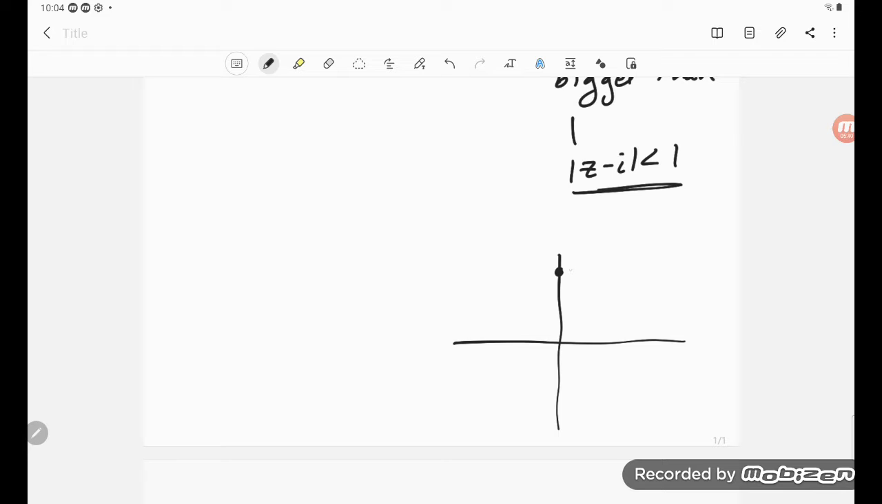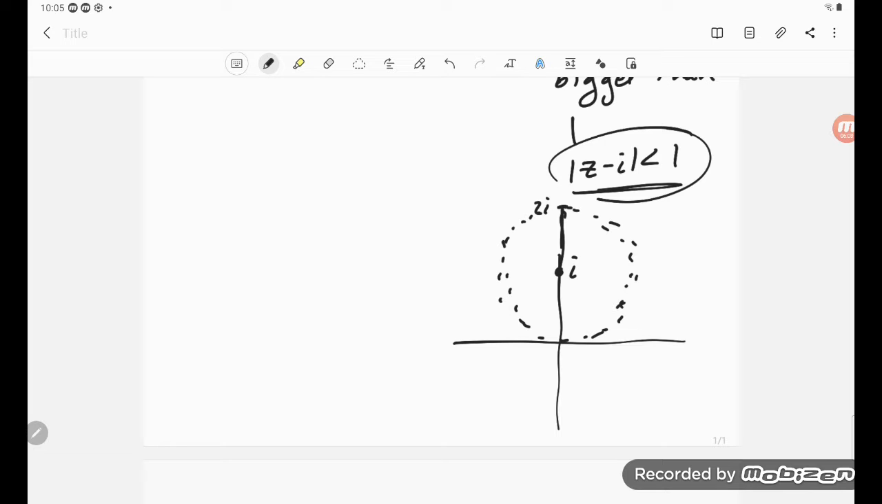Okay, here is i. And so let me put 2i up here. So if z minus i is less than 1, I am in this circle right here. Okay, so that's what that means. So my z, no matter what, I'm going to say z has to be in here. Okay, z is somewhere in there.